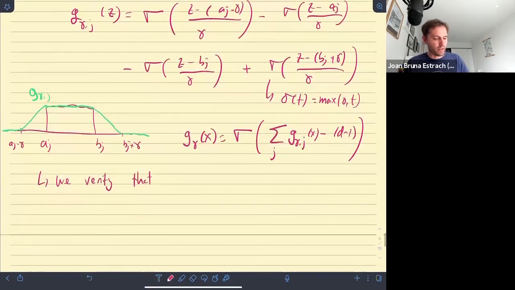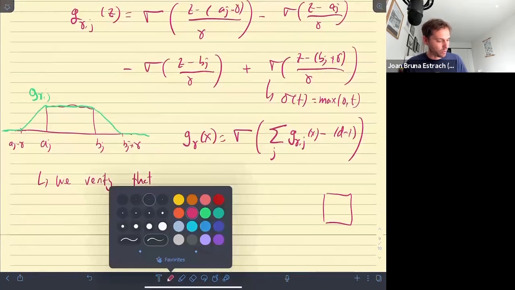Now, if you look at this in several dimensions, let me just do it in two dimensions, just so that we can get an intuition of what's happening.